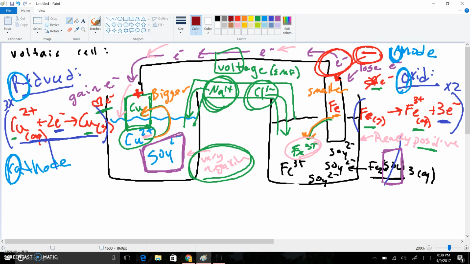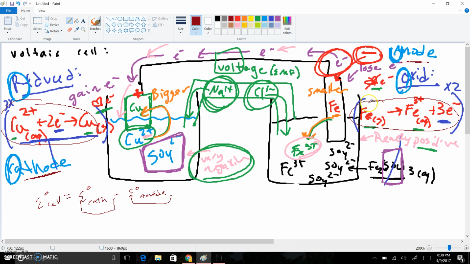Okay, so our equation is E cell equals the reduction potential of the cathode minus the reduction potential of the anode. It's always cathode minus anode. Okay, my cathode, as we labeled here, is my copper side. So I'm going to look on the chart for this one. And my anode is my iron side, so I'm going to look for this one. So check out your chart. I am going to look for the copper one first.